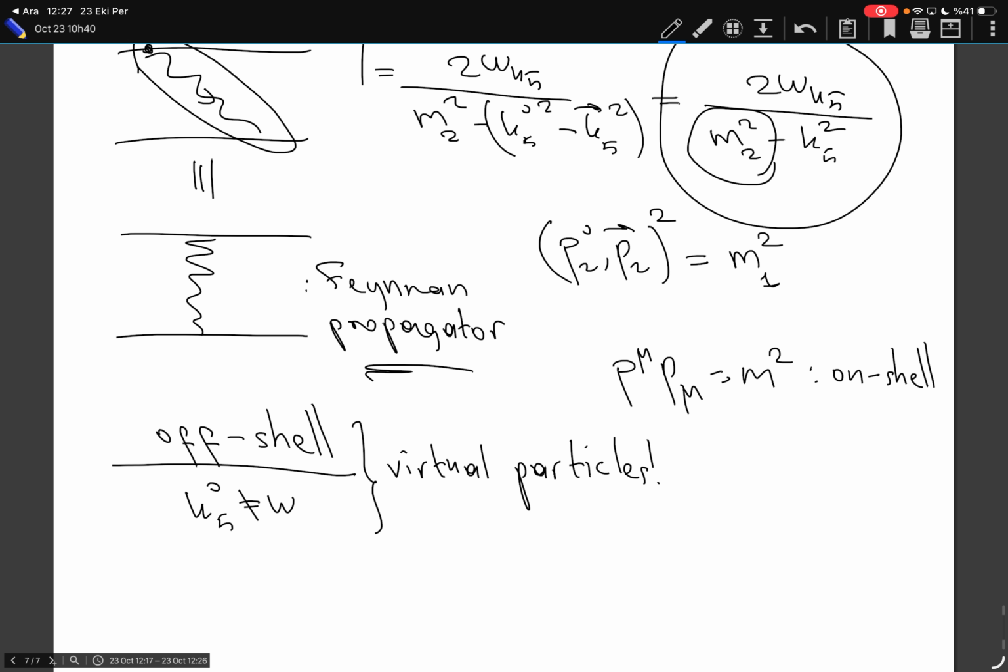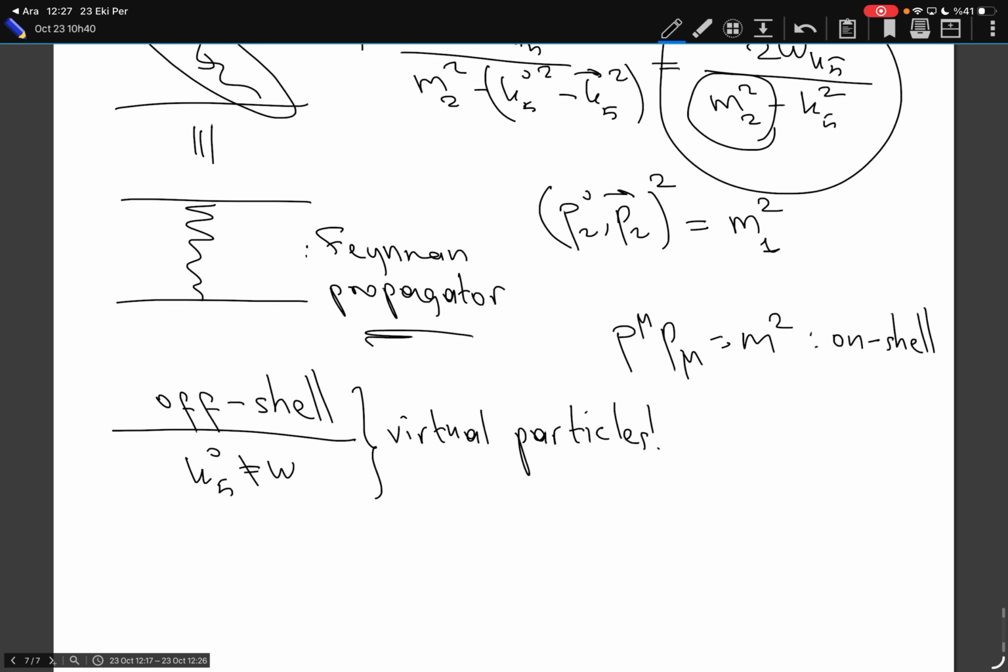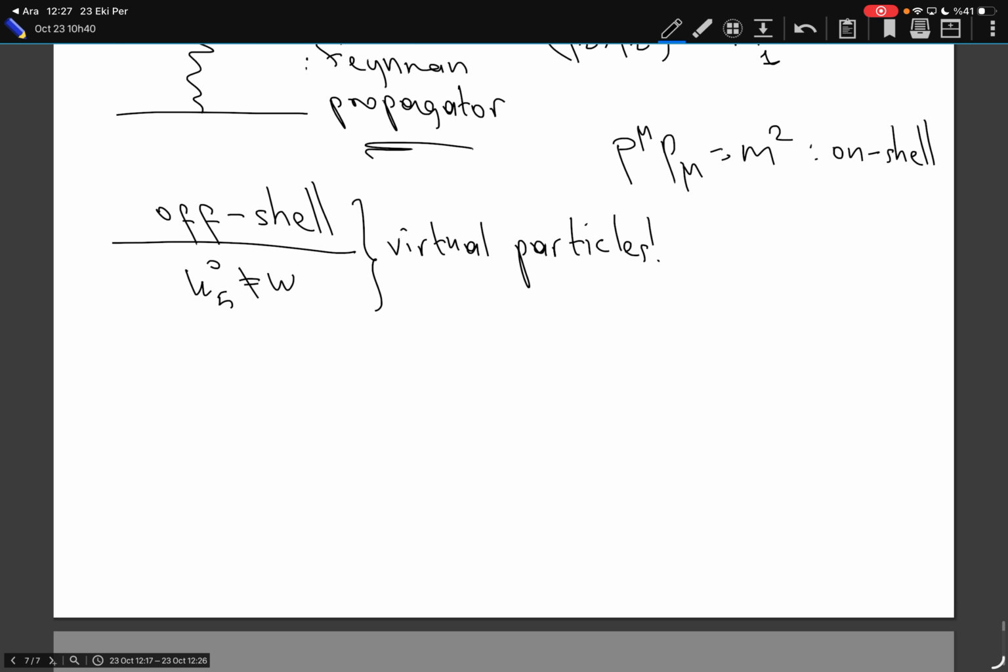What we mean by on-shell is basically that the equations of motion are satisfied. What we mean by off-shell is that the equations of motion are not necessarily satisfied. Let's look at my states. What were my states? We have K1, K2. This was one of my states. I said that E of this state is omega K1 plus omega K2. And the momentum of this state is K1 plus K2.